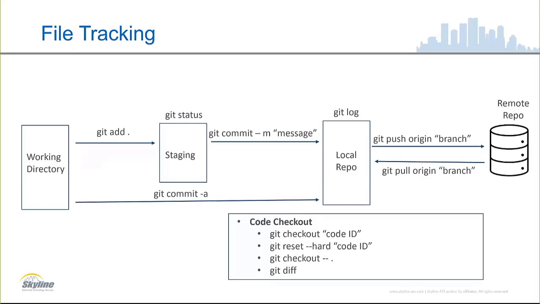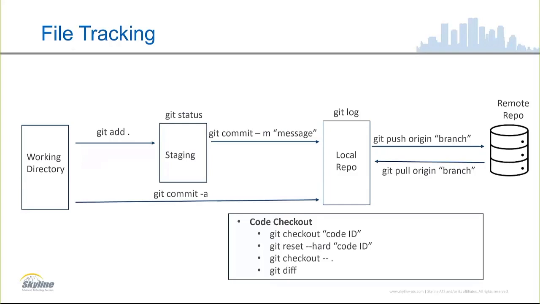The git checkout --dot allows me, if I'm making changes in my working directory and I realize, hey, I don't want any of these changes I've done. I haven't done an add to add it to the staging, and I haven't done a commit yet. I can just run this git checkout --dot, and it basically will just put everything back to the way that the latest code was.